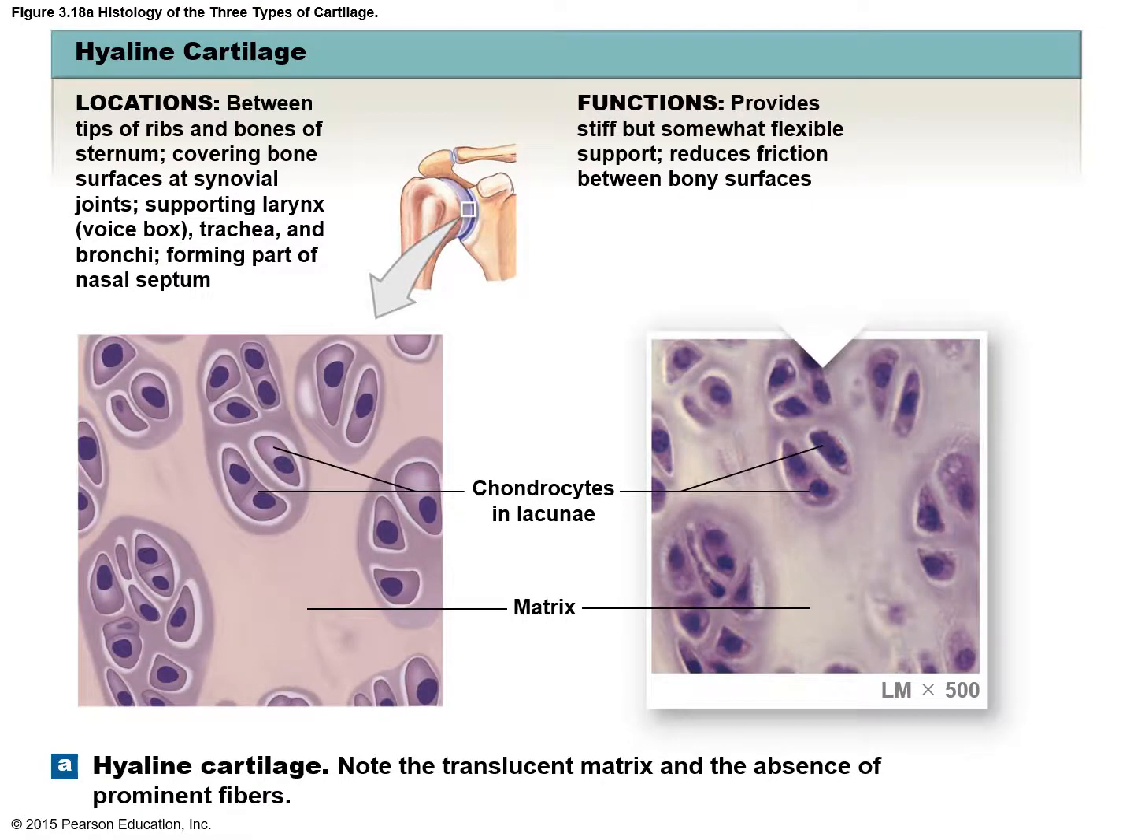This figure shows the diagram and a micrograph of hyaline cartilage. Look at the location of the cartilage cells, which are the chondrocytes. The chondrocytes are always present in pocket-like structures called the lacunae, and the space between the cells is the matrix.